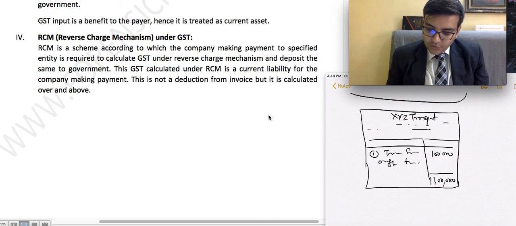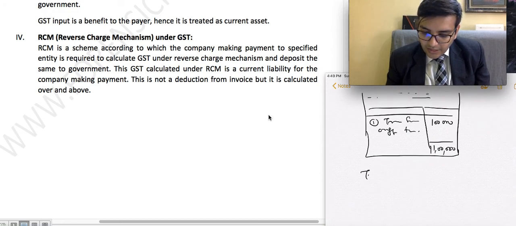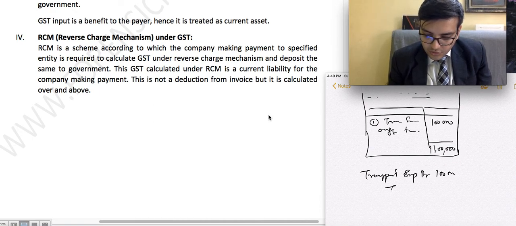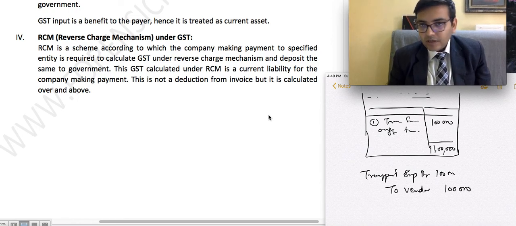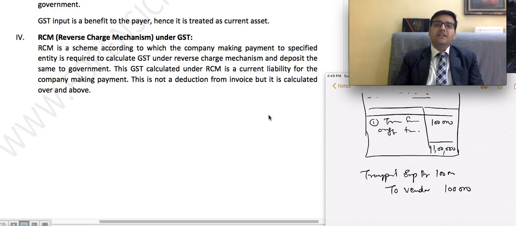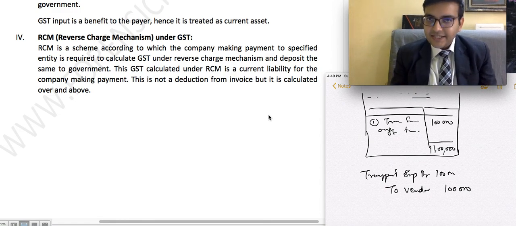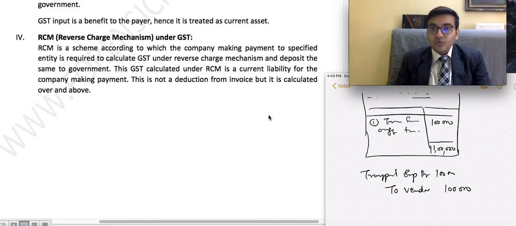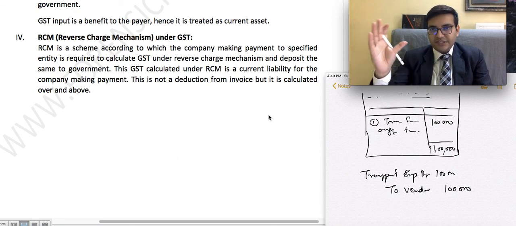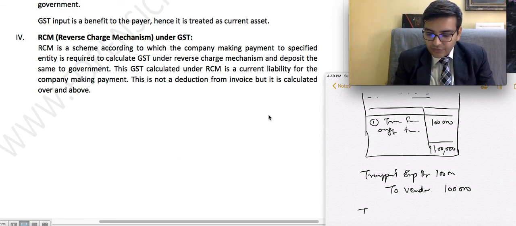So in case there is no RCM, what entry will you do? Transport expense debit 1 lakh to vendor 1 lakh. Okay, supposing there is no RCM GST. Now since there is reverse charge mechanism, what will you do? You have to charge additional reverse GST. It would be your liability and you have to pay it to the government. Simple. So what will be the accounting entry?